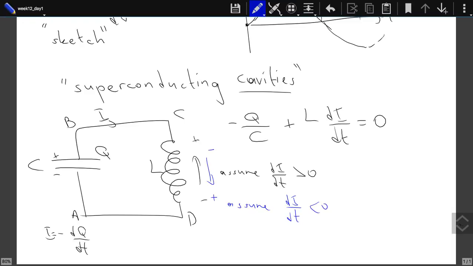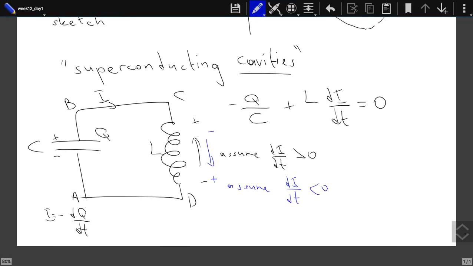Now, we already know what the current is. We can relate the current to the charge. Don't forget this minus sign. Now, if you use that, then the charge should satisfy this equation: minus Q over C minus L d squared Q by dt squared should be equal to 0. The current is this one. We should take the time derivative of the current. The time derivative of the current is the second time derivative of the charge of the capacitor with a minus sign. That is why the sign over here is now minus, and here we have the second derivative of the charge.